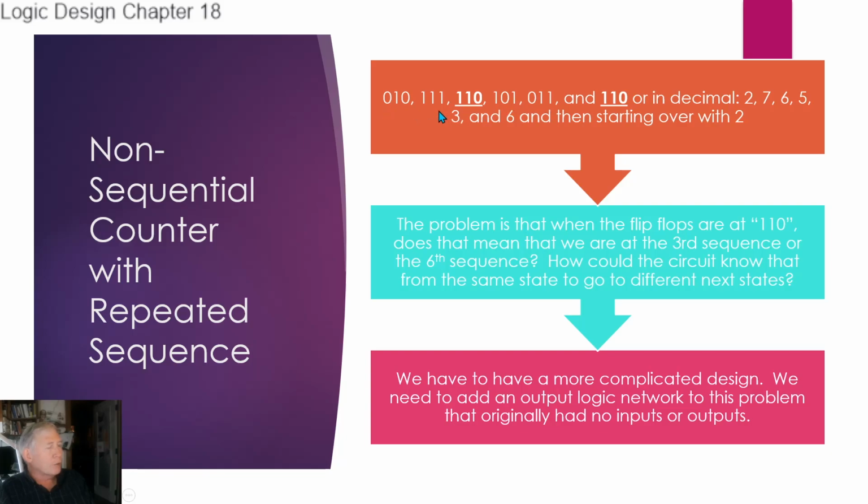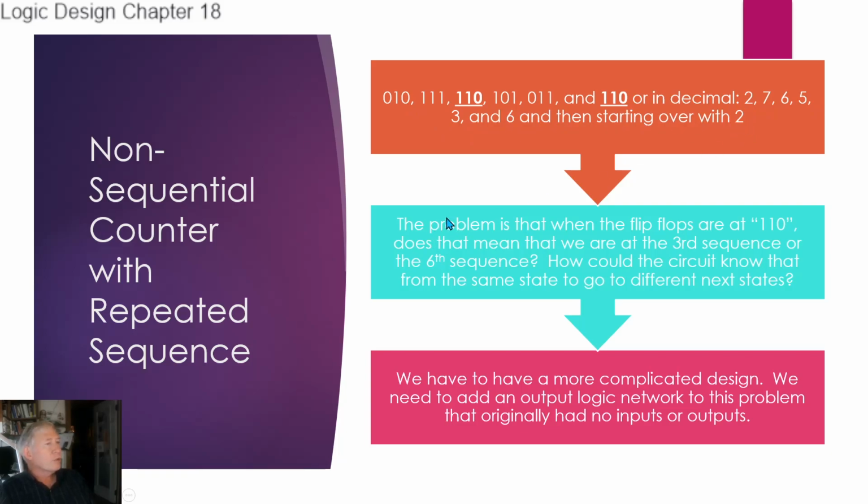I talked about doing it in 4 bits, but actually this is a 3-bit count sequence here. So 0, 1, 0, or 2, then 7, 6, 5, 3, and then 6 again, and then back to 2. So 2, 7, 6, 5, 3, 6, and then back to 2.